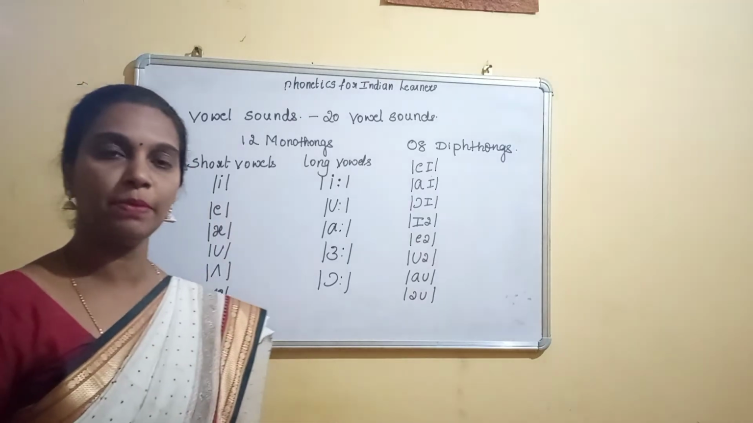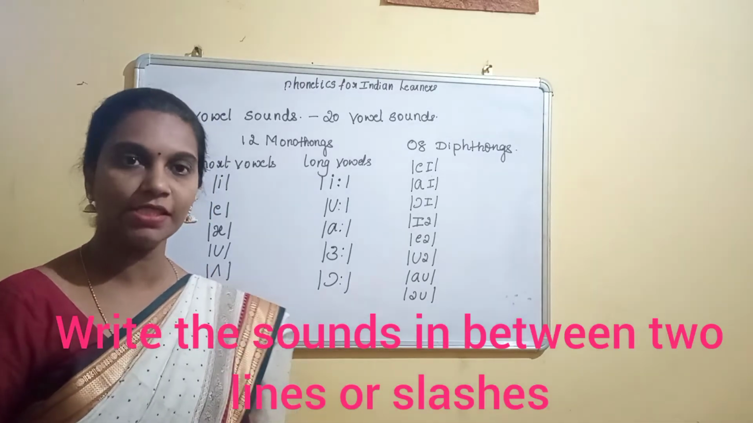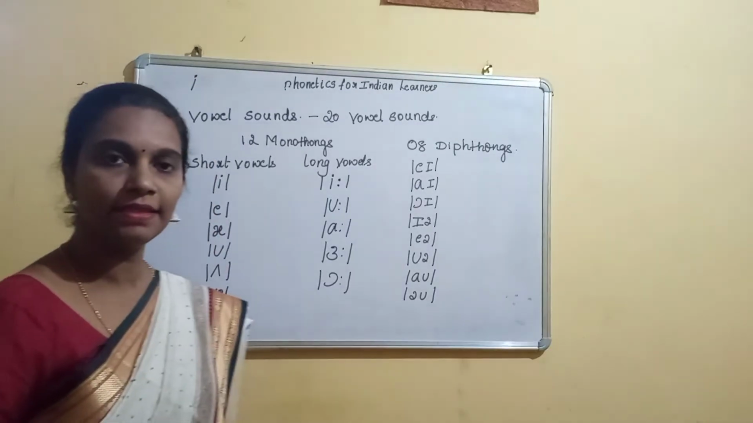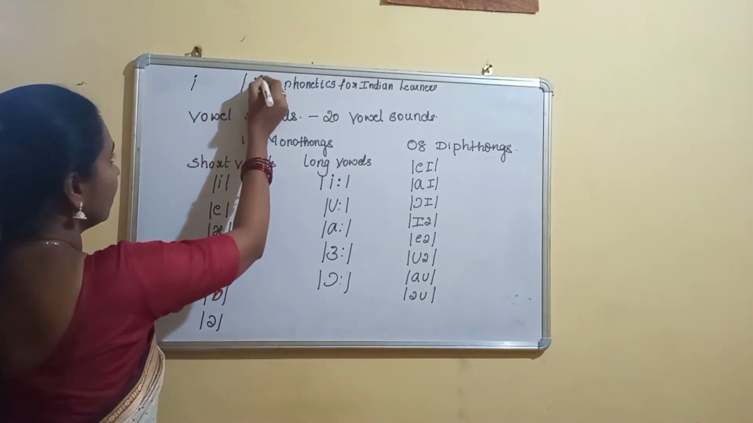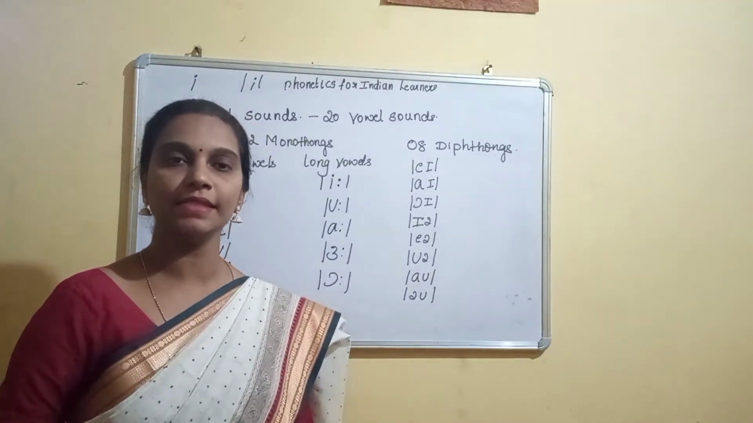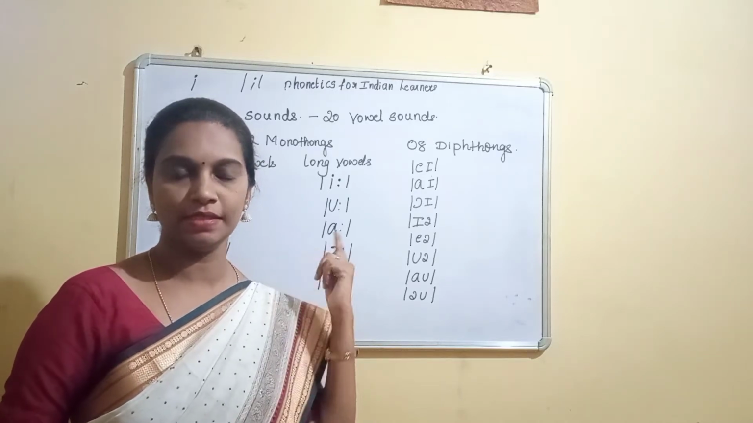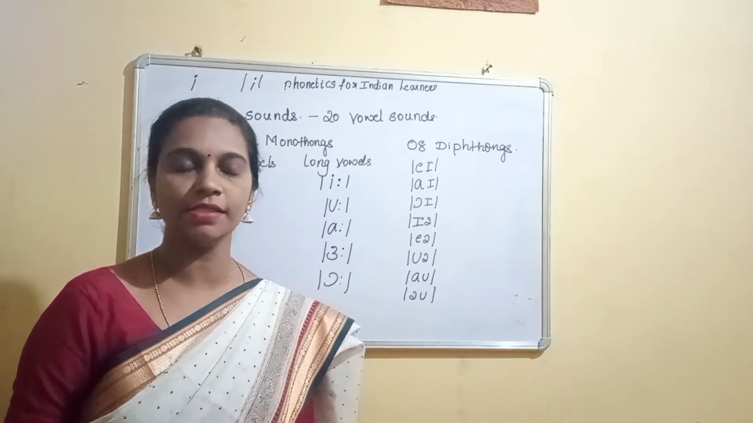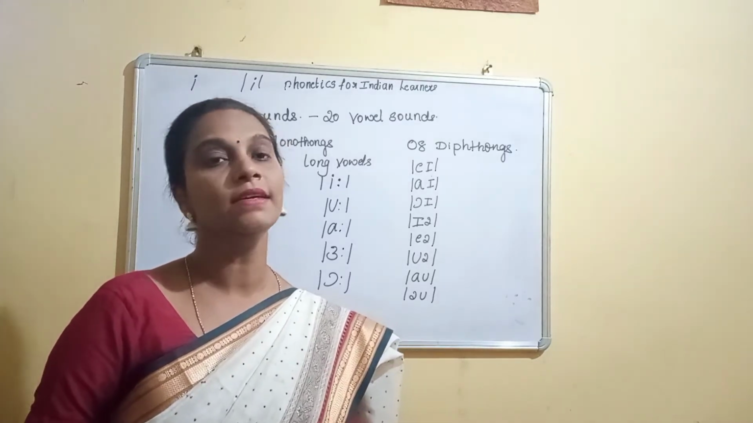Dear friends, we have to keep in mind that whenever we write a sound, we have to write it in between two slashes. That is, this is the letter I without any slashes, whereas this is the sound E. You can even find these symbols in dictionaries, written in two slashes. Whenever the symbol is found in two slashes, it denotes that it is a sound.